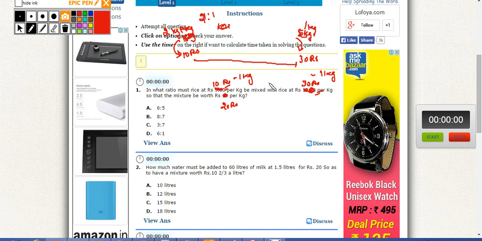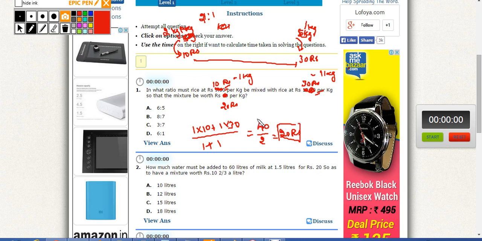We just multiply, right? 10 rupees for 1 kg, so 1 into 10, plus this is 1 kg at 30 rupees, so again 1 into 30, divided by the number of kilos. This is 1 kg plus this is 1 kg. So this is 10 plus 30, 40 by 2, which is equal to 20 rupees. So this is what we are getting. What did we actually do? We actually found the mean price, the mixed price.